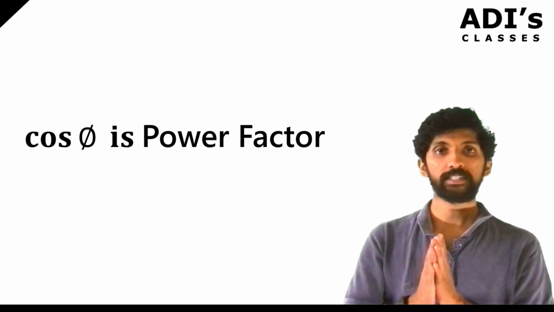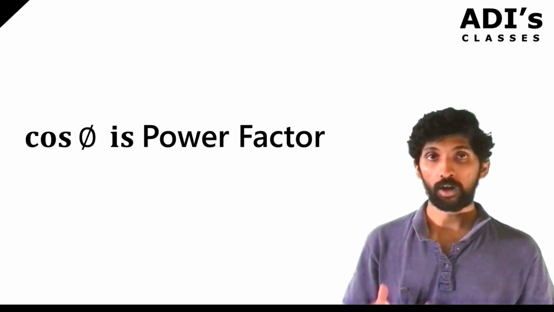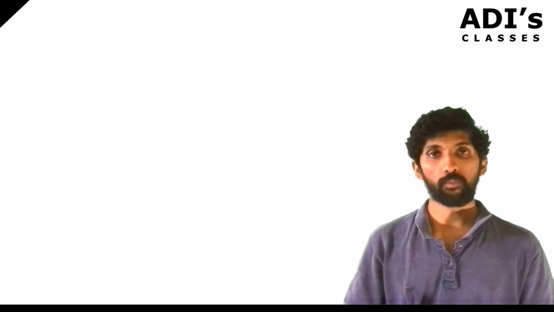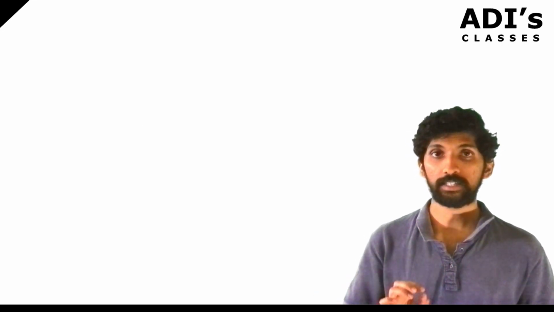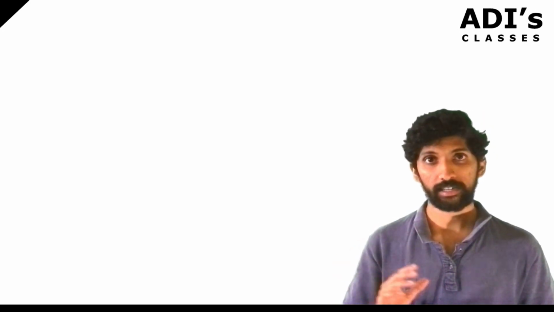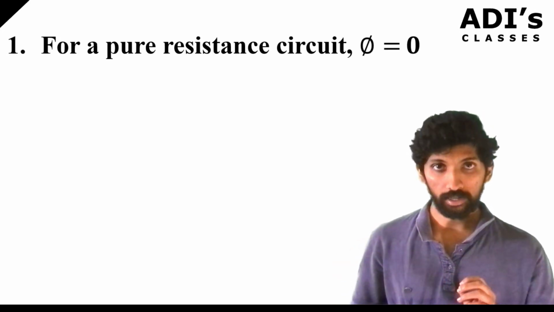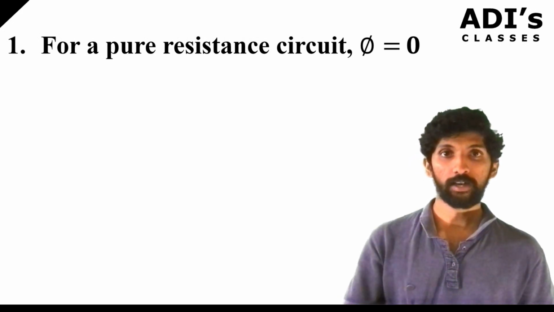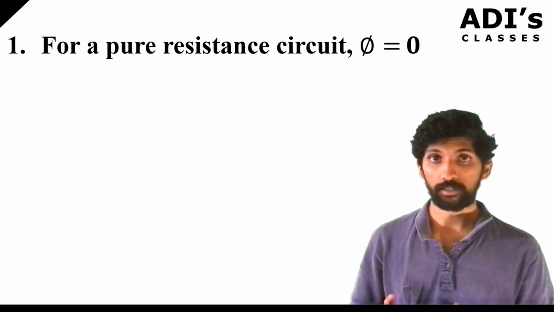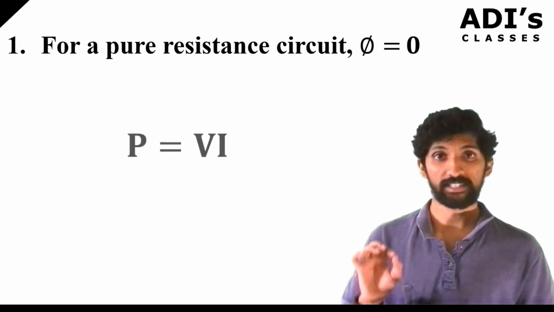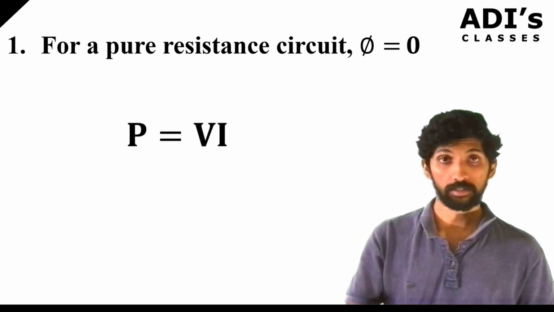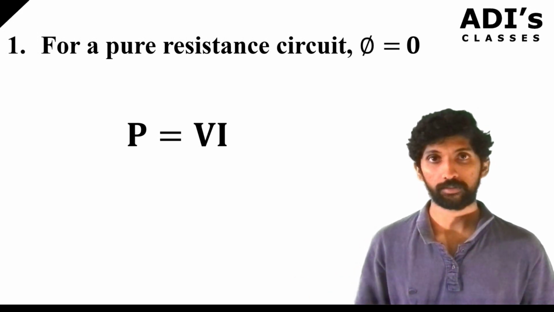Now we'll see certain cases in which we have to use the power equation. Cos phi, now what was phi? Phi is basically the phase angle, correct? The phase difference between E and I. Now for a pure resistive circuit, the phi value becomes 0. So cos 0 is 1. Now what we get is just P is equal to V into I. So this was the formula which you have learned before, right?